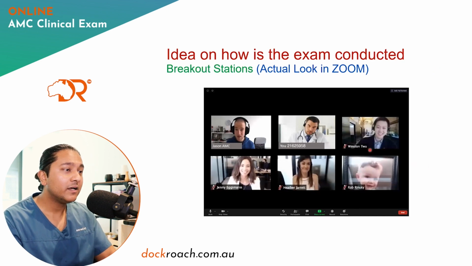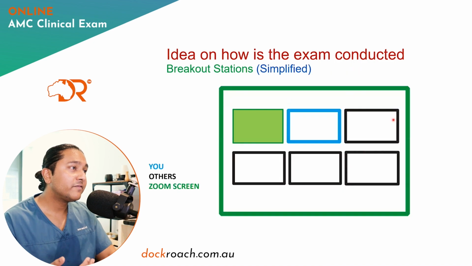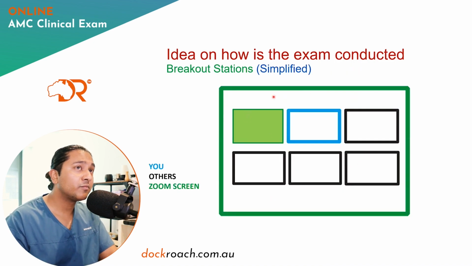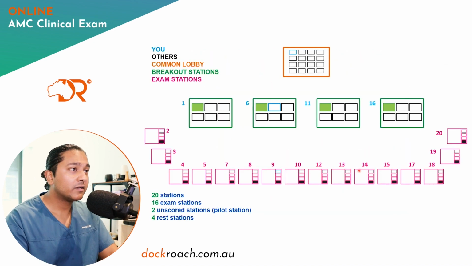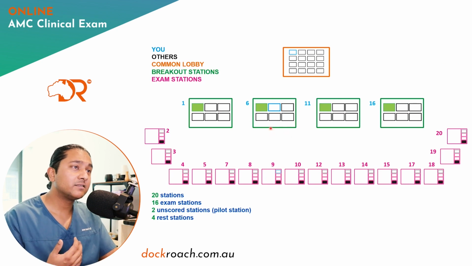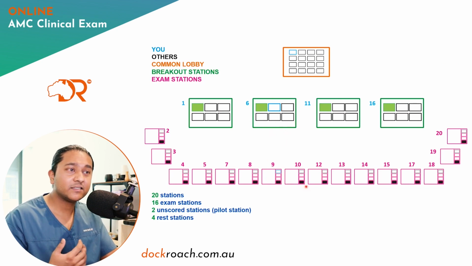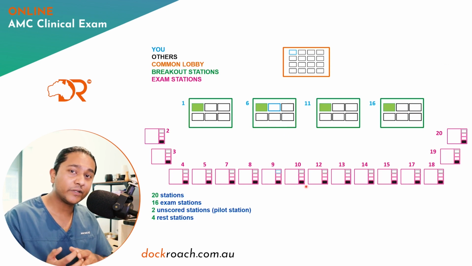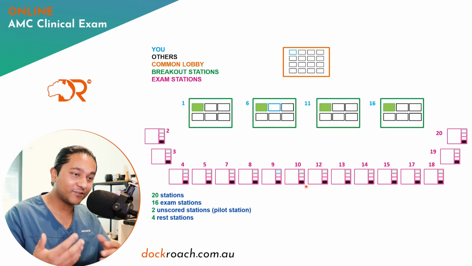All right, guys, so I just want to go back to the simplified version. This is the simplified version of your breakout station. Next, I want to show you the map. From this exam station, you have now gone back into the breakout station. What is going to happen next is AMC is going to rotate you to the next station. And this goes on and on for about 20 times. And that's how the exam is conducted.